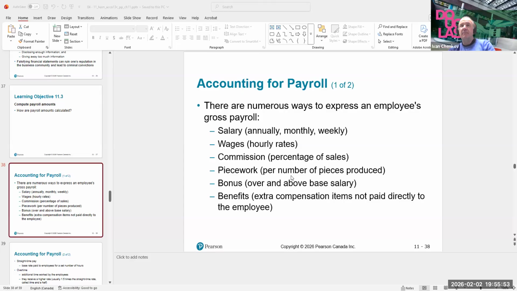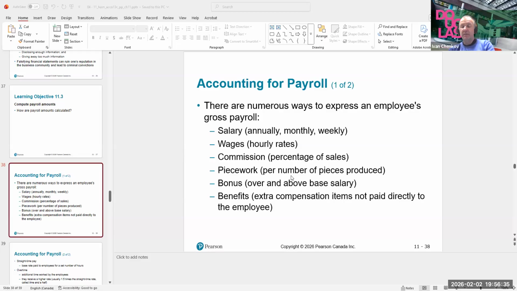Salary, what's salary? Salary means the lump sum which is paid over the specific period. Is it going to be annual? Is it going to be monthly? Is it going to be weekly? That depends on the contract. Wages is the specific rate which is paid for the amount of time which the employee works. Usually that amount of time is hour. Commission is something else which is paid to the employee based on the percentage of some variable. That variable is usually sales.